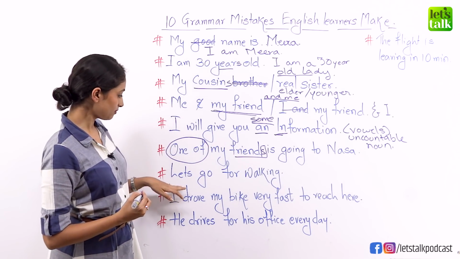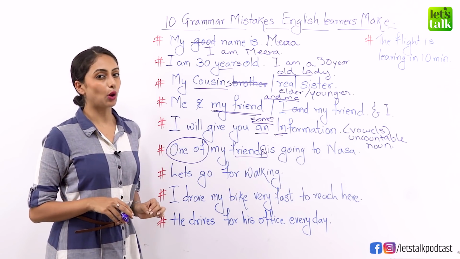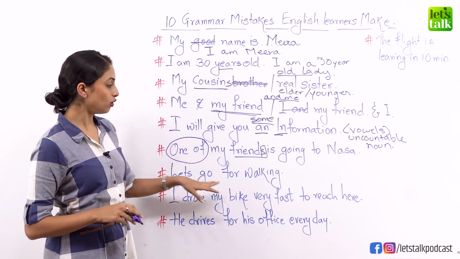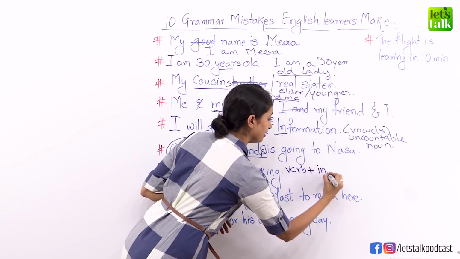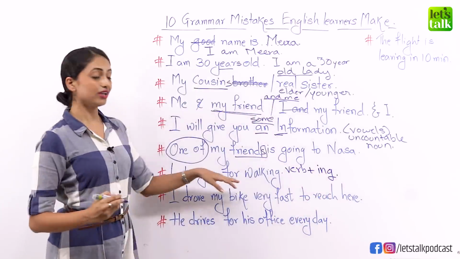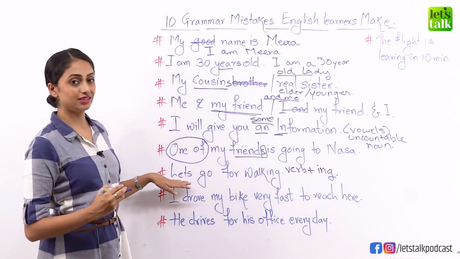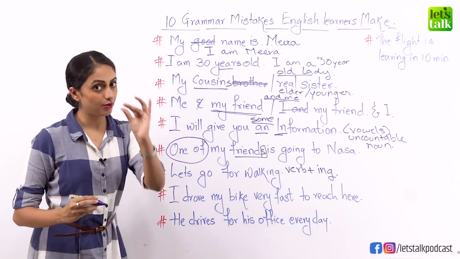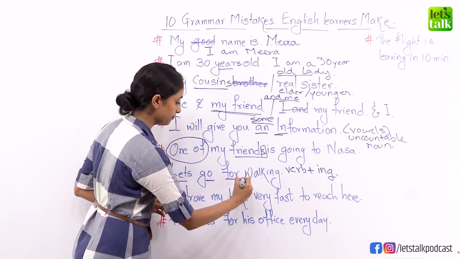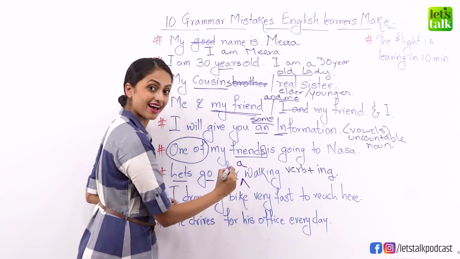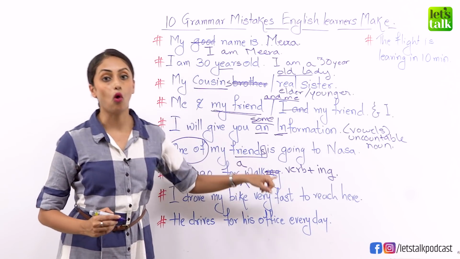Let's move on. Let's go for walking. Now, what's the problem here? You cannot use verb plus ing when you're looking at for. Why? Is because there is a rule for it. Instead, the right way to say it, let's go for a walk.